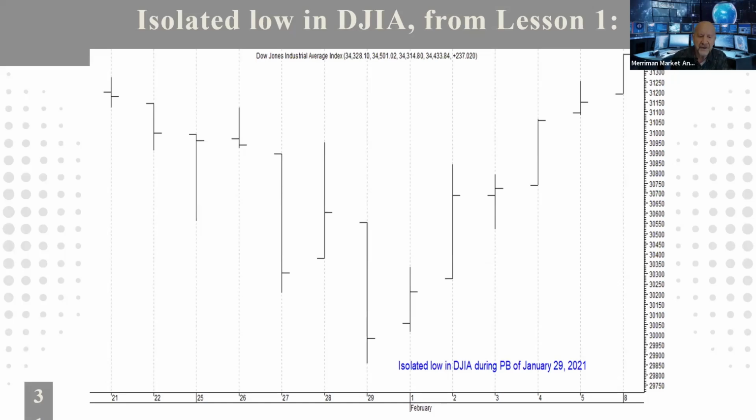So to go over an isolated low, here's an example of an isolated low. On this date right here. Let's see what date that is on my chart. That would be on the 29th.